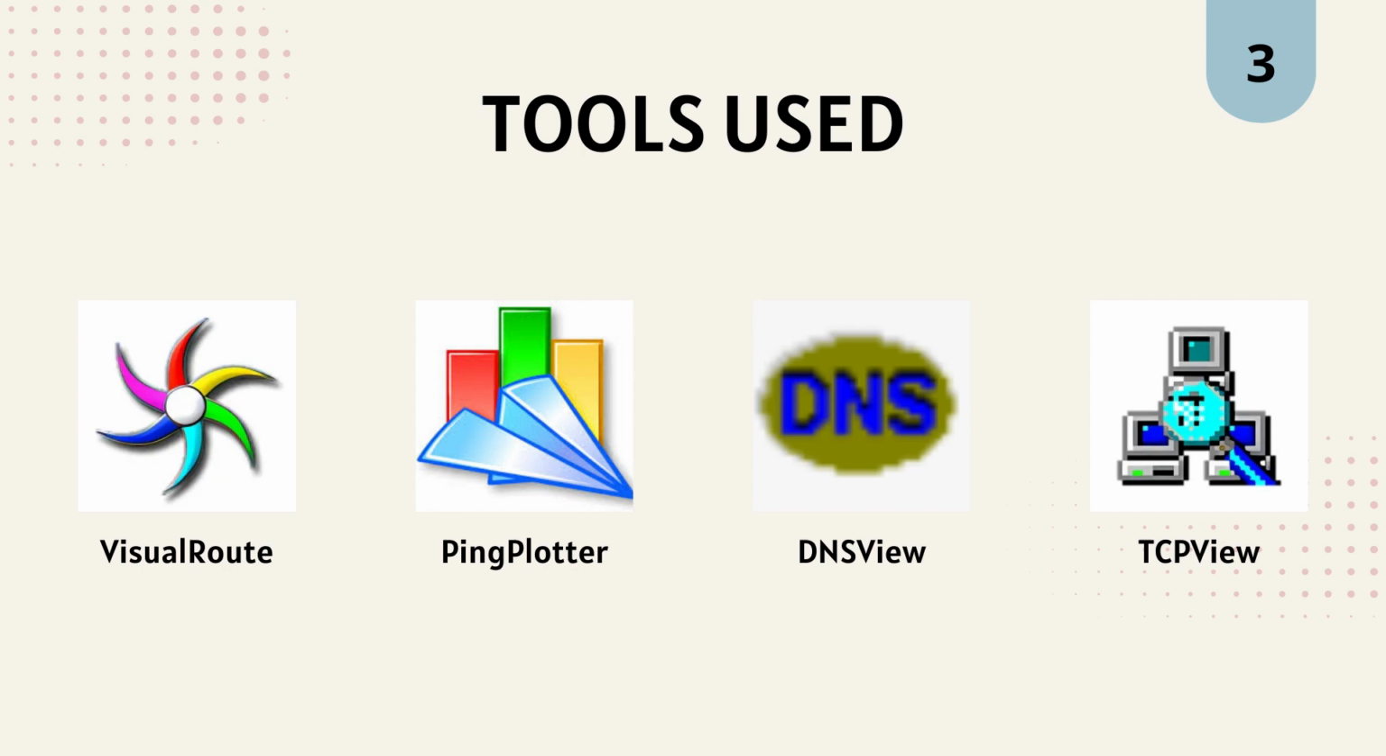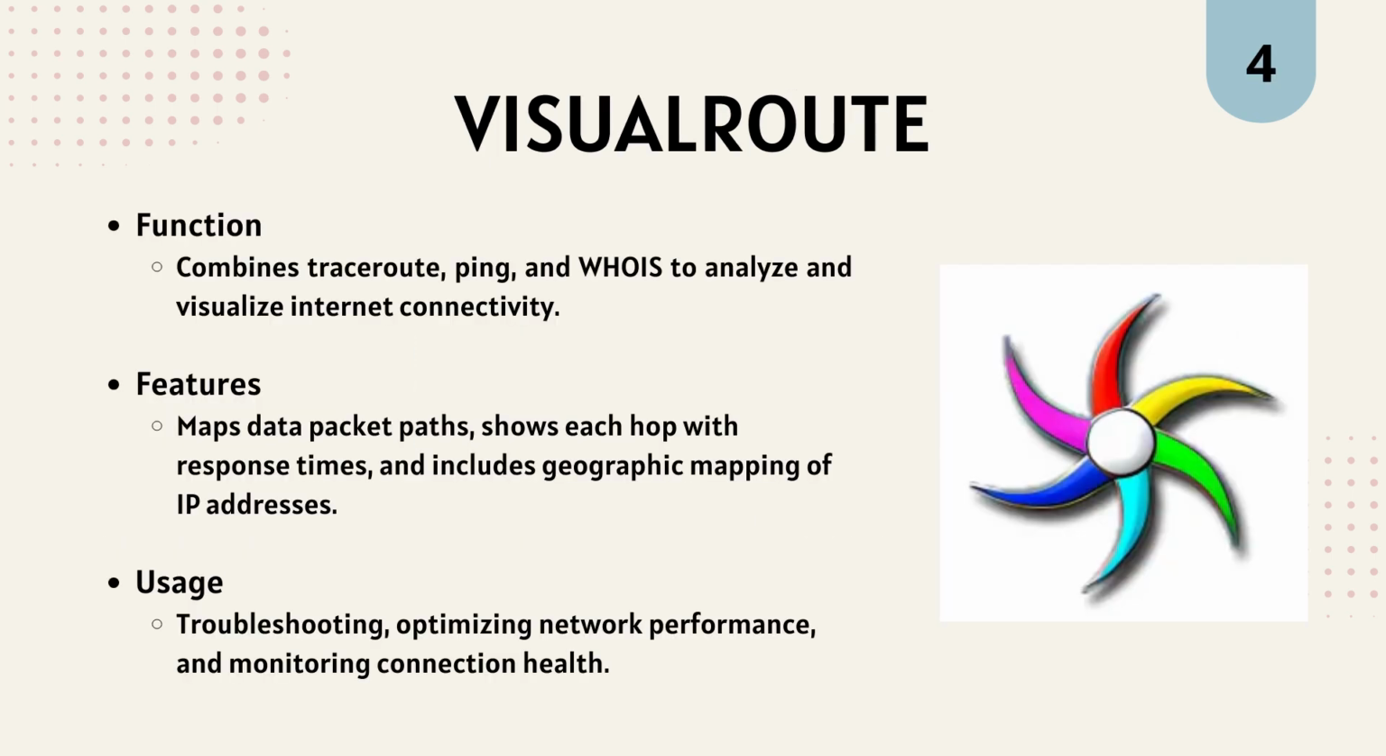So these are the network tools that we used in our project. The first one is Visual Route. The second one is Ping Plotter, followed by DNS View. And the last one that we used is called TCP View. Let's talk about Visual Route. The features: map data packet paths, show each hop with response times, and include geographic mapping of IP addresses. The usage: troubleshooting, optimizing network performance, and monitoring connection health.